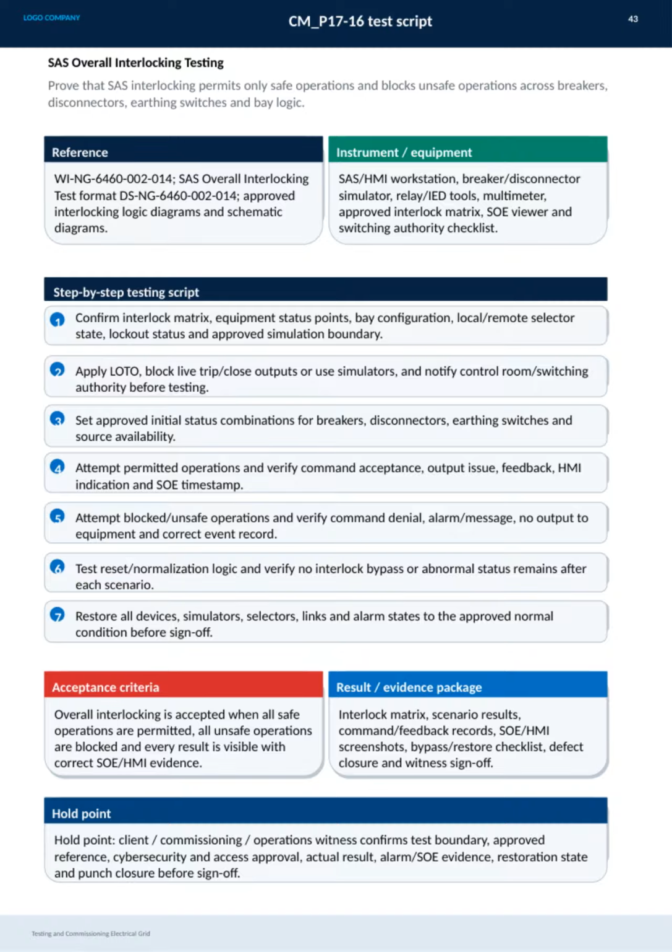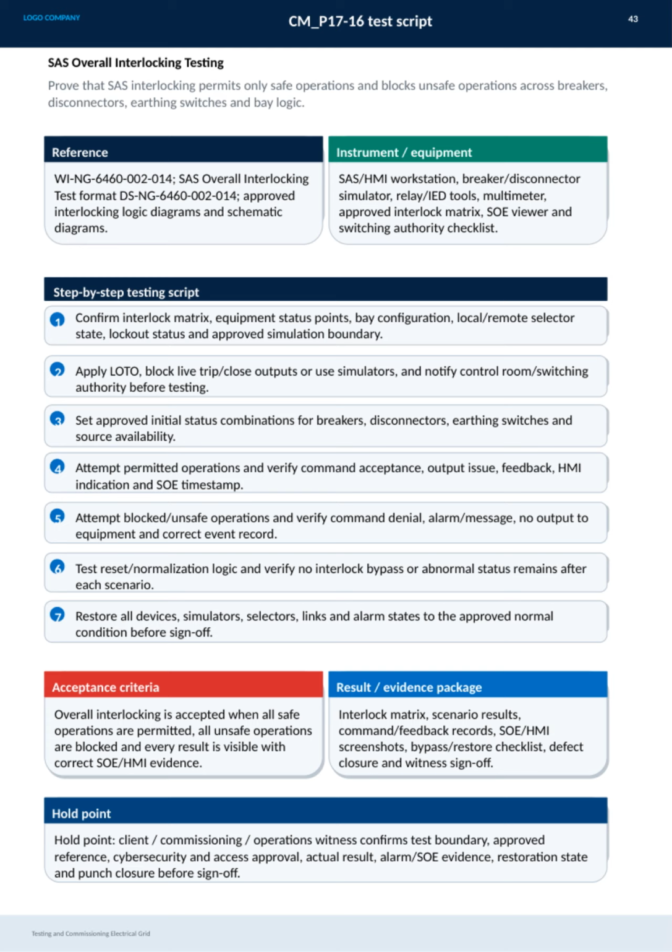Then, we apply lockout-tagout procedures and notify relevant personnel before proceeding with testing. We set approved initial conditions, test permitted operations to verify correct command acceptance and feedback, and attempt blocked operations to confirm proper denial and alarm generation. It's vital to also check reset and normalization logic to ensure no bypass or abnormal status remains after scenarios.